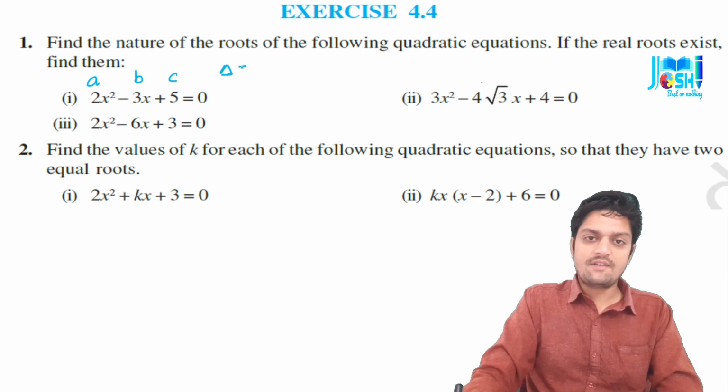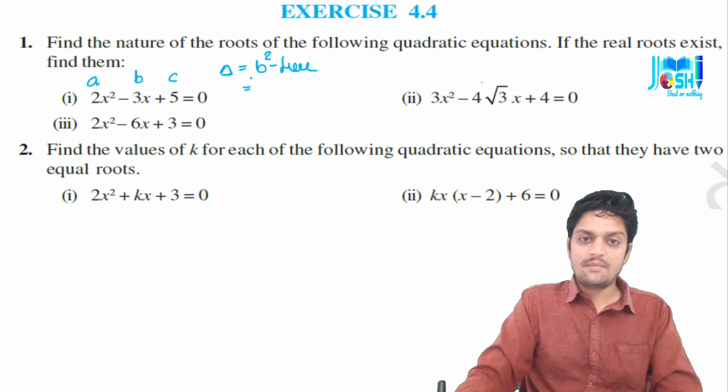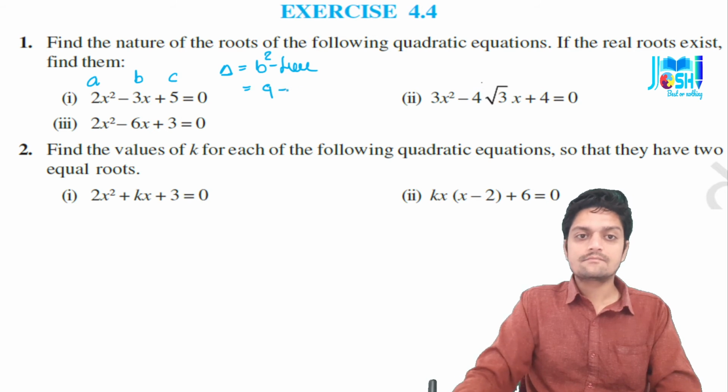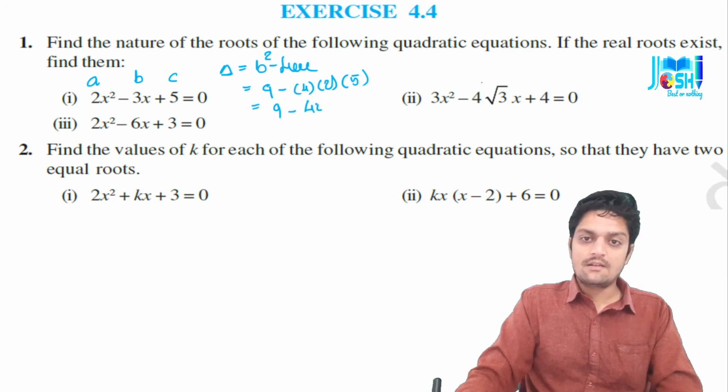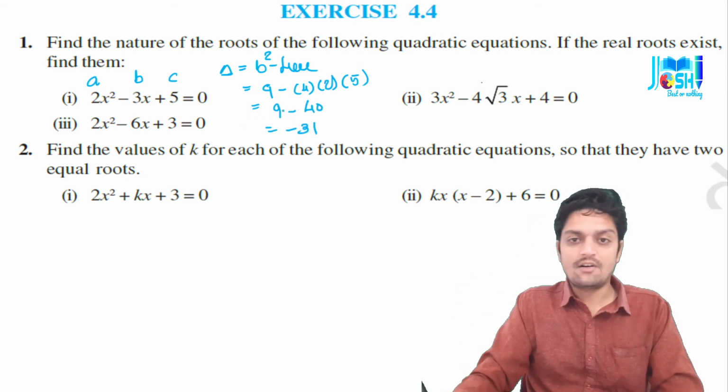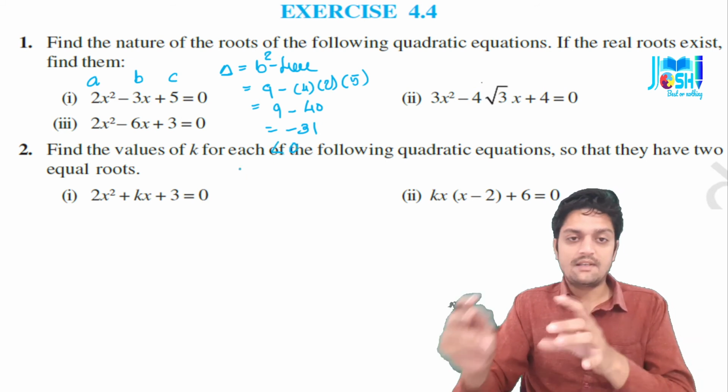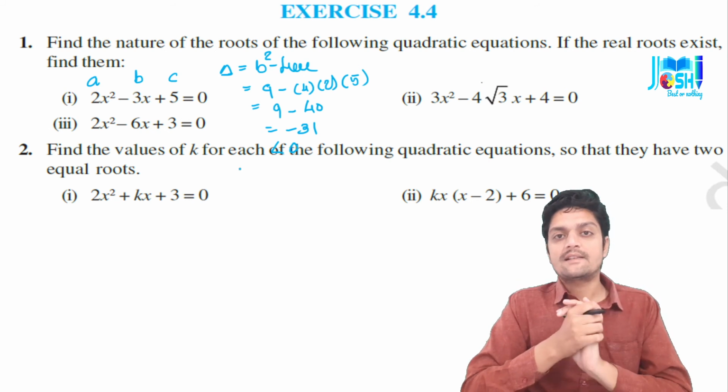So for the first question, if I check delta is equal to b square minus 4ac, then b is equal to minus 3, b square is equal to 9, minus 4 into a is 2 and c is 5. So 9 minus 5 twenties are 20, 2 fours are 40. So here you will get minus 31, and that is less than 0. So delta is less than 0, so you will not get real roots. Here you have to write that real roots do not exist.